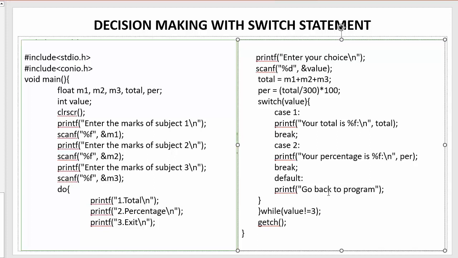So the moment the user enters 3, the value gets matched with the value 3. That means the while loop gets stopped and the control will come out of the while loop, and we will go back to the program. So this is the entire explanation of this simple program using the switch statement.